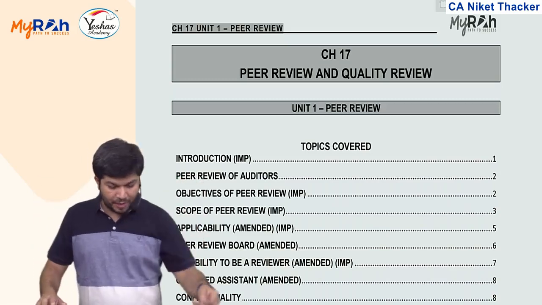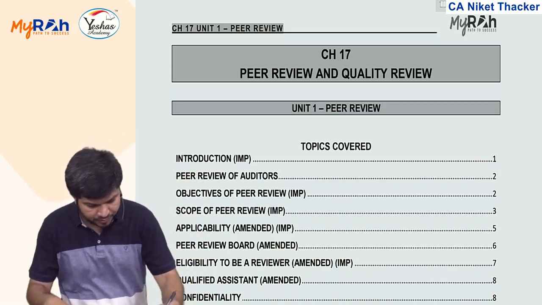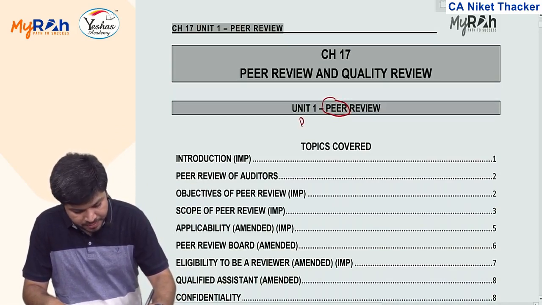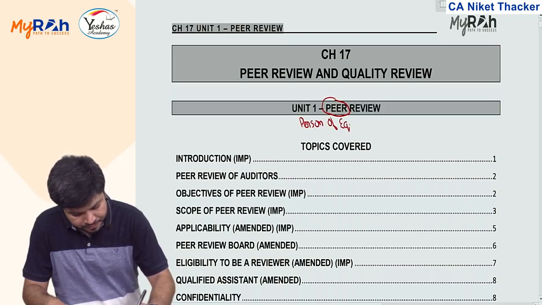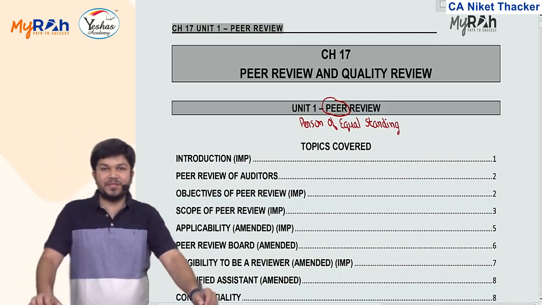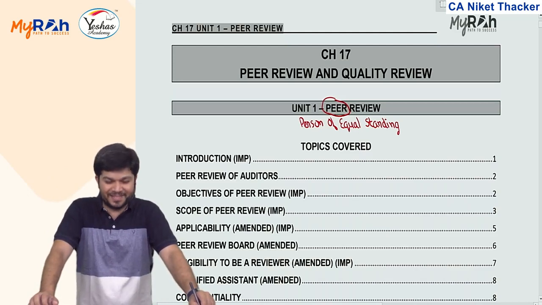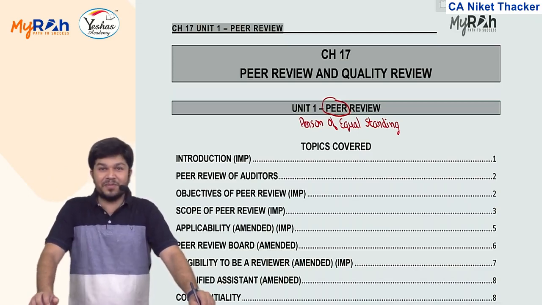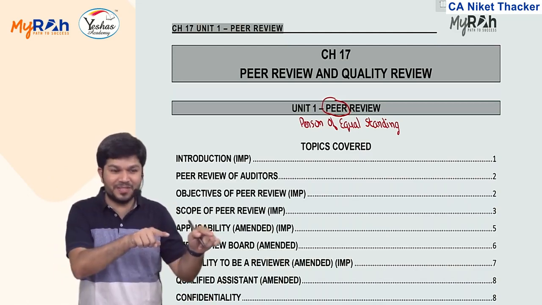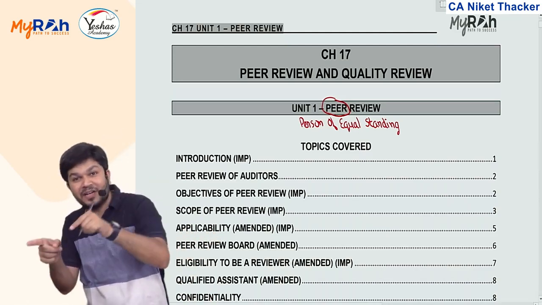Now, unit 1, peer review. We are going for that. I told you peer. What do you mean by the word peer? Person of equal standing. Peer means person of equal standing. The person of equal standing comes and reviews your work. In simple words, one chartered accountant checking the work of another chartered accountant.